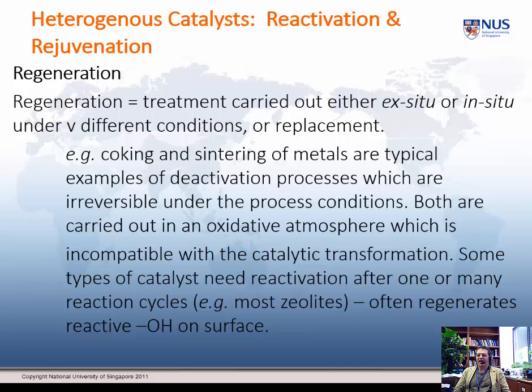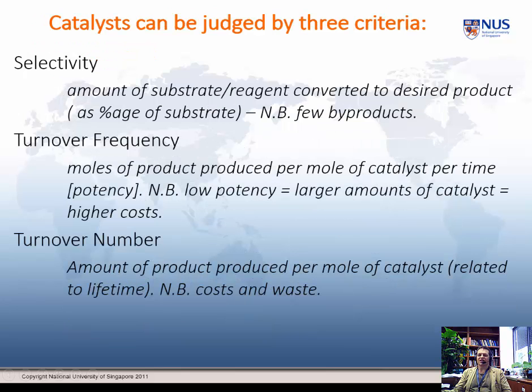As I said, we're heading towards zeolites, and typically regeneration will usually regenerate the surface hydroxide part of the catalyst, which as we'll see is for them one of the most important parts.